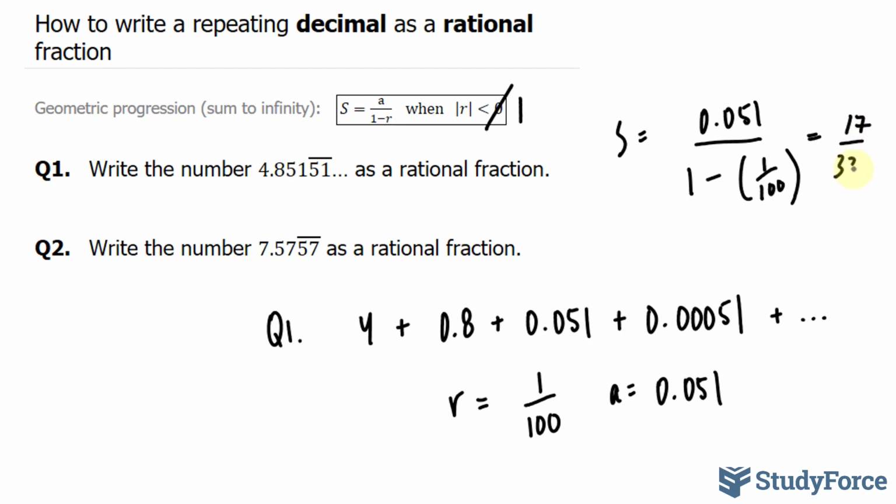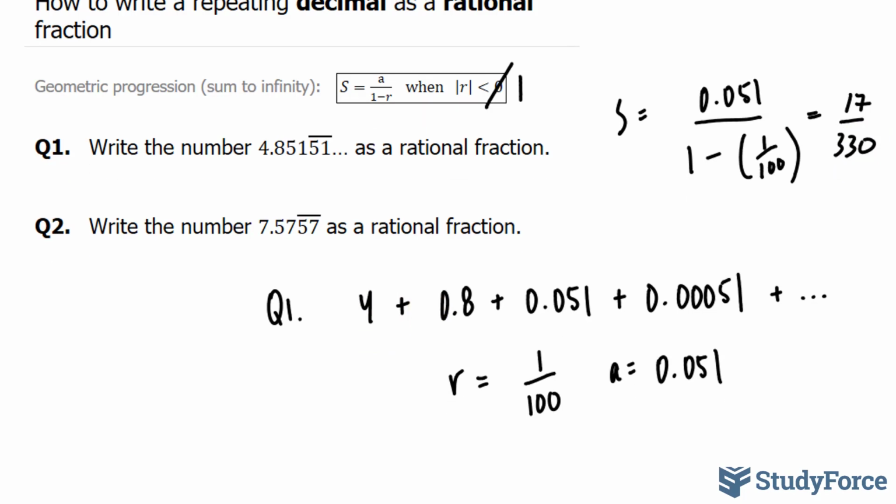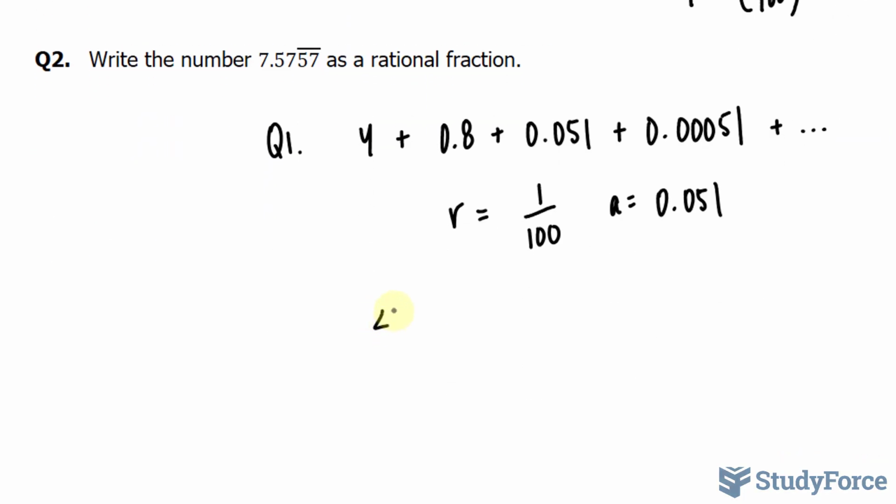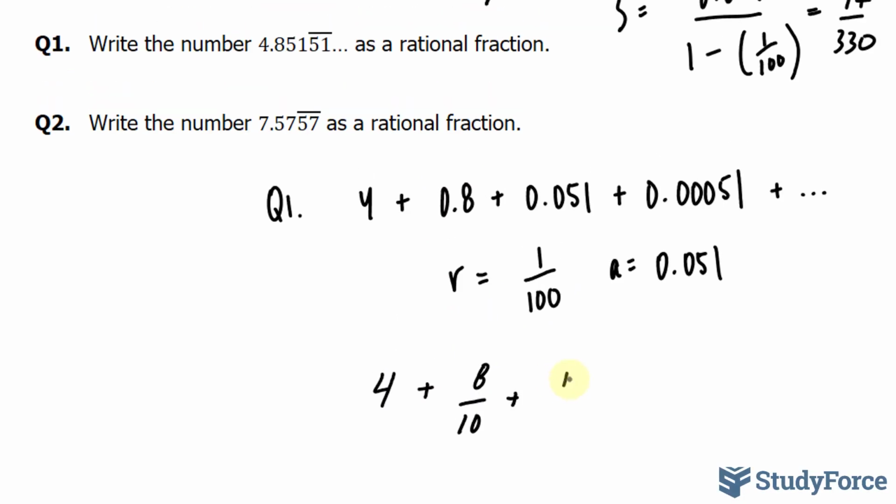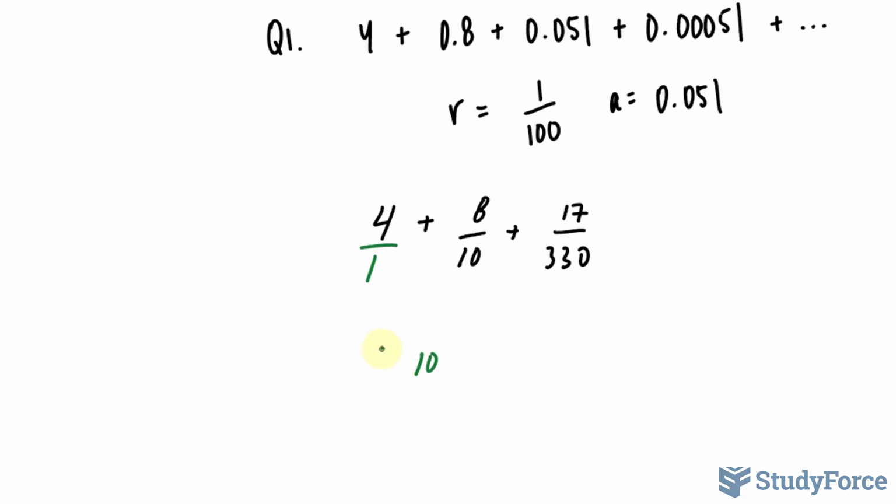17 over 330. Now don't forget, we still have 4 and 0.8. To model those numbers as fractions, that's not hard. I'll write down 4 plus 0.8 is 8 over 10 plus what we just found above, 17 over 330. All I have to do is combine these three terms. I'll start with the first two. Now remember, this 4 is 4 over 1. So the common denominator here is 10.